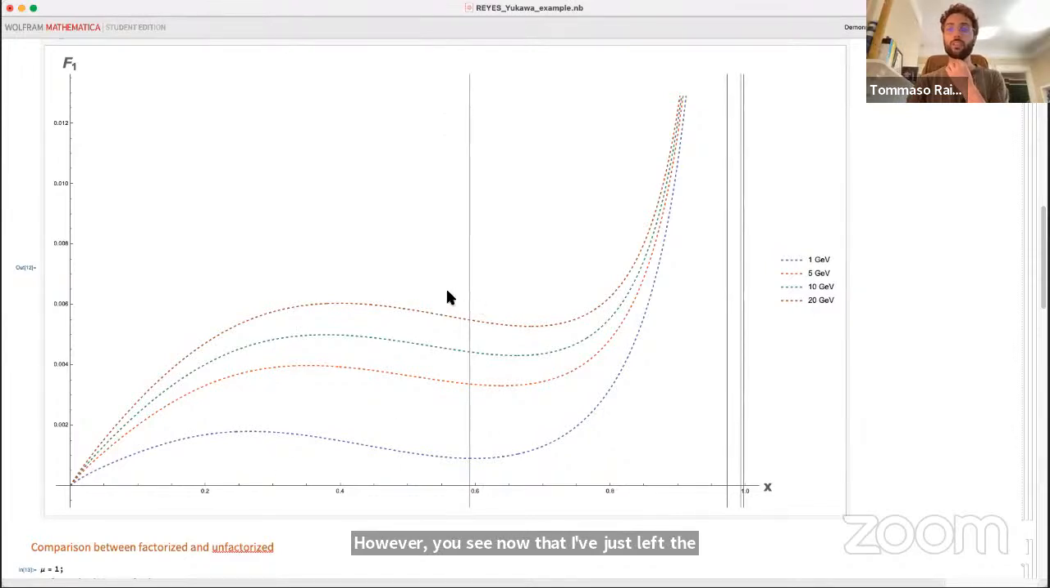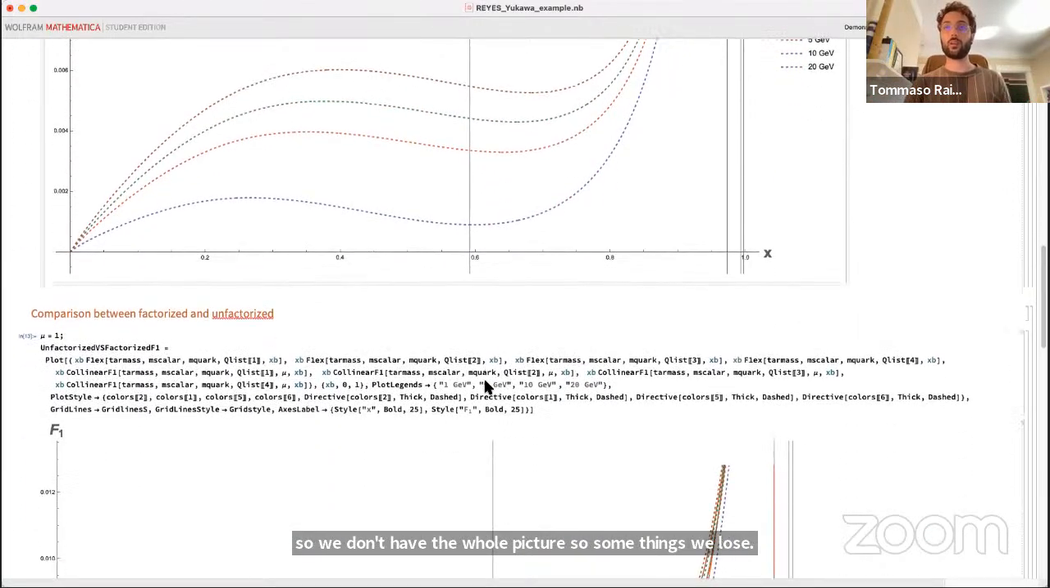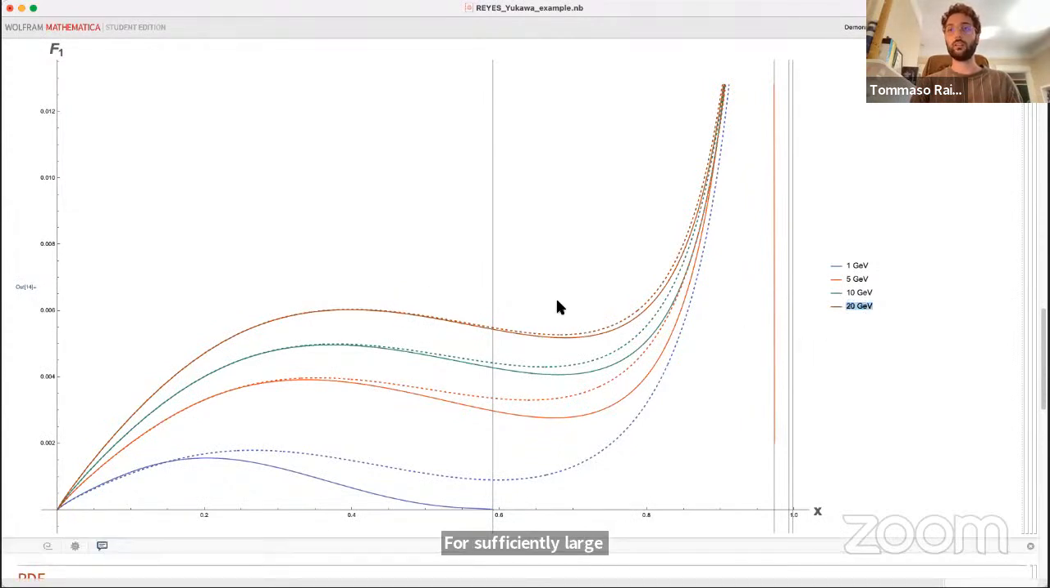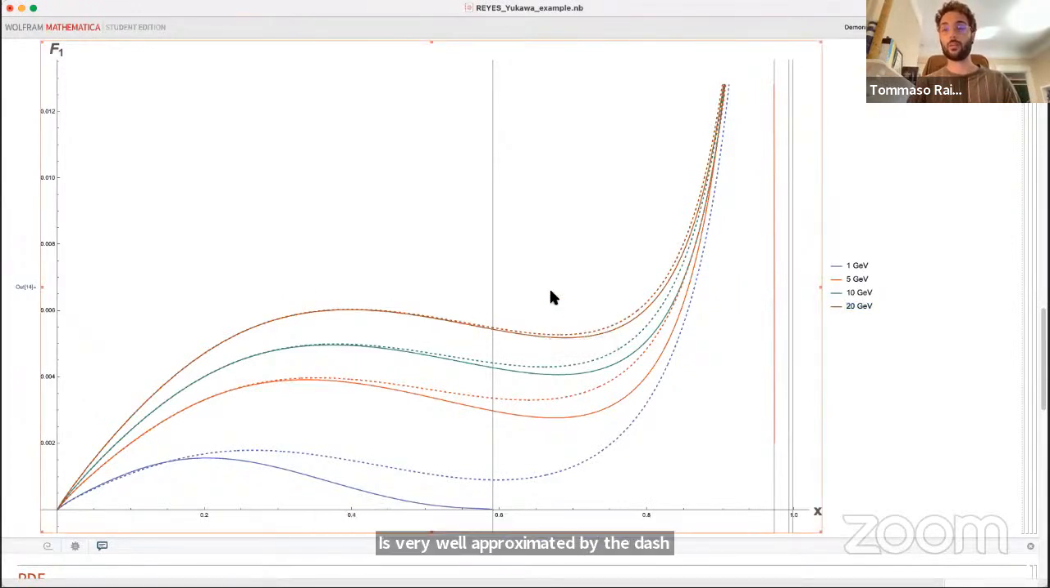But the approximation doesn't know anything about these kinematical upper cuts. That is to be expected because we are approximating something and so we don't have the whole picture. So some things we lose. But the point here is that when we compare the two, you see that for sufficiently large energies, for example 20 GeV, this last curve here is very well approximated by the dashed curve, which is the approximated factorized version. This tells you that, first of all, factorization works, and indeed that it works better when the energy is high enough.